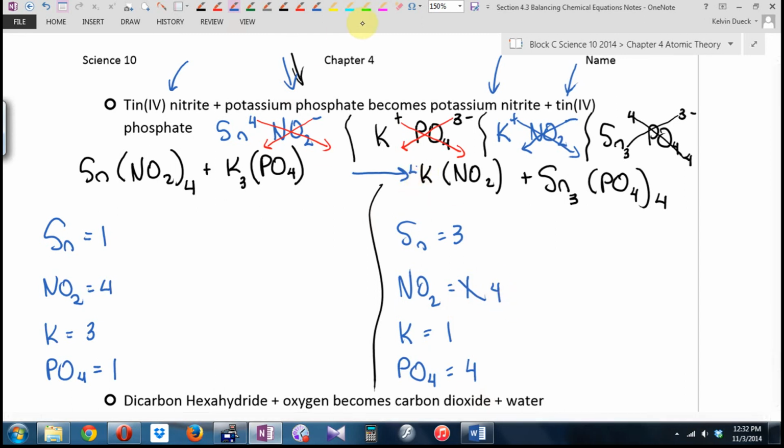Change colors, Mr. Dueck. I'm trying to do my changes in red. So put a 4 there. And you're saying put a 4 there? Oh, which also changes that. 4 of them. Okay. Suggestions.